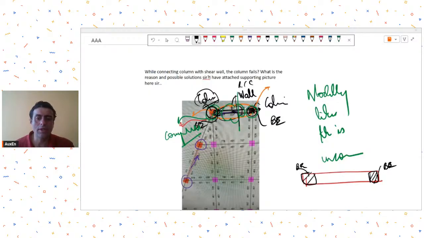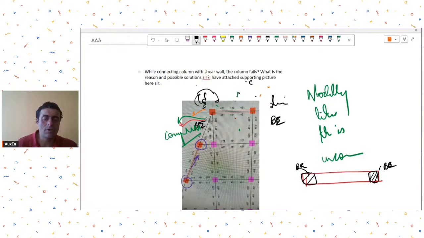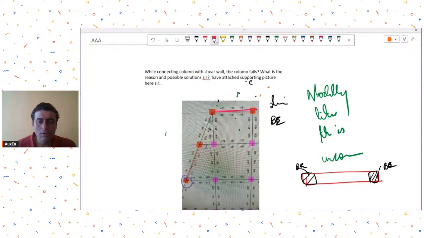That is the reason why this type of modeling is not required. You should not do it. Instead, my suggestion would be to just delete these columns and let there be only these shear walls. Just delete these columns from here. Okay, delete it. All right.